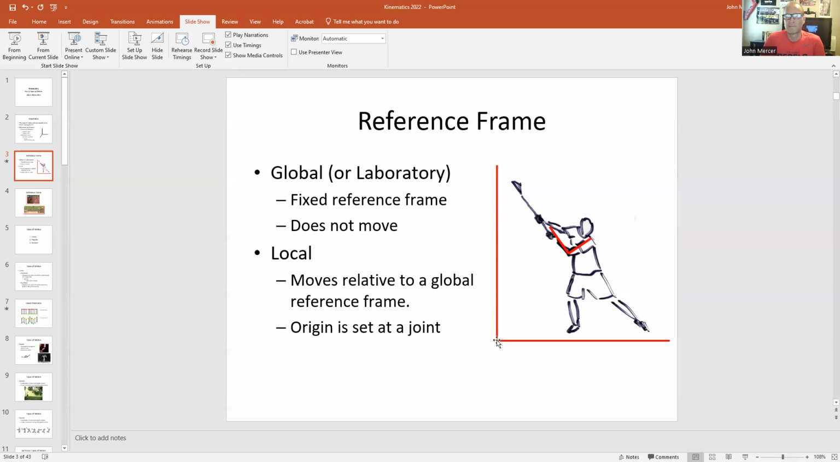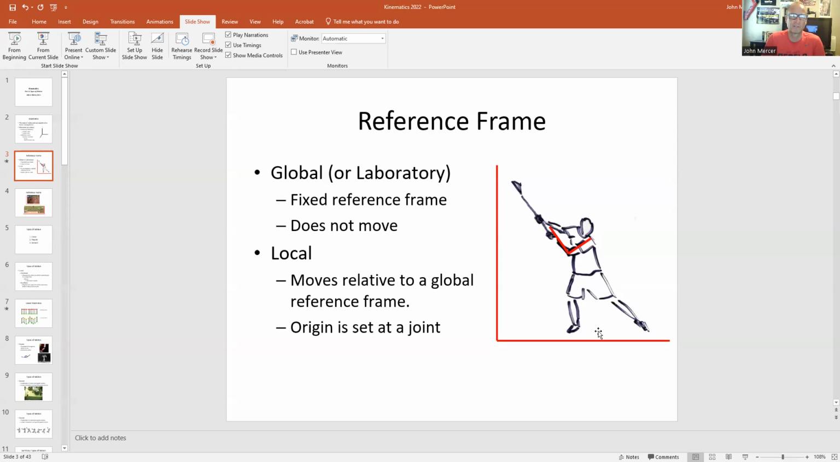The other reference frame that we'll end up talking about throughout this course is a local reference frame. What this means is that the origin can move, and it moves during the movement, most likely. So for example, I've got this reference frame right here on this person. The origin of the reference frame is the elbow joint.